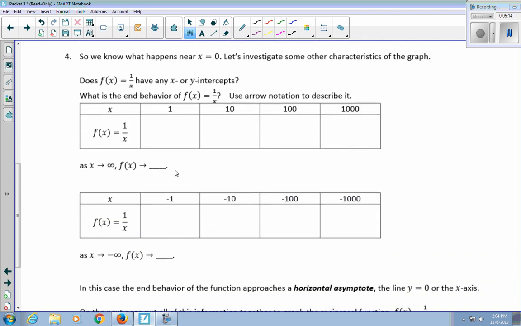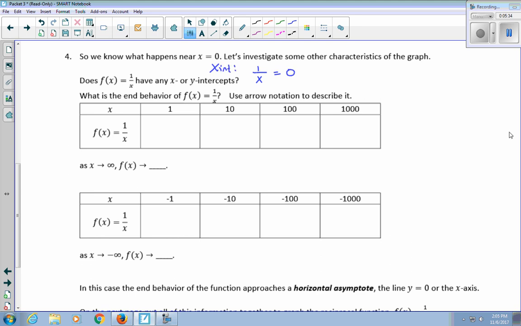All right, so we know what happens near x equals 0. We want to investigate some other characteristics of the graph. So does it have any x or y intercepts? x-intercepts happen when the function equals 0. Does 1 over x equal 0? This is to find x-intercepts.